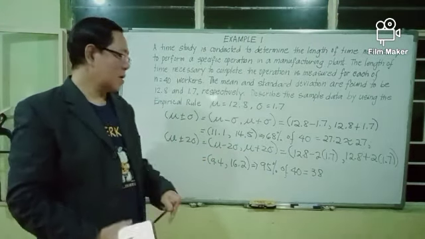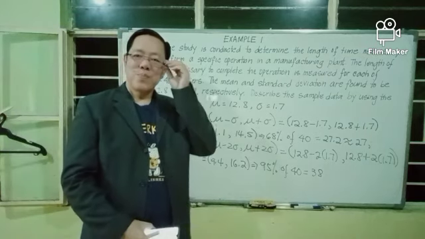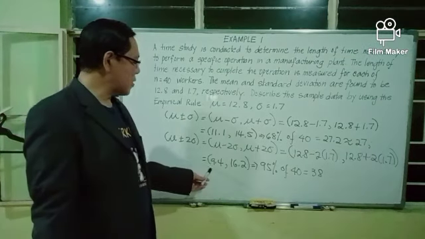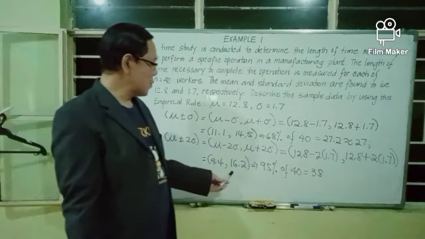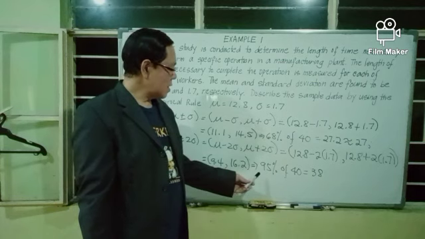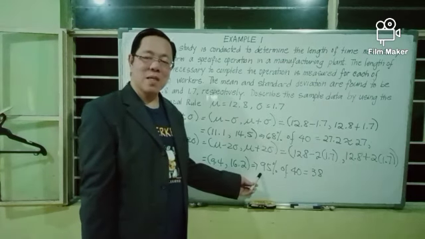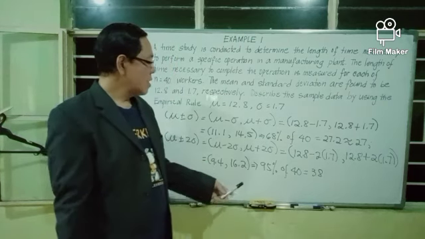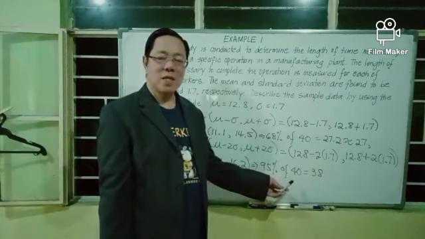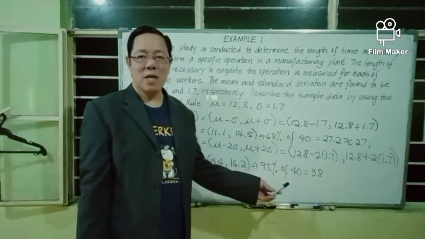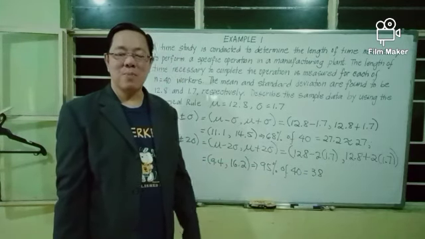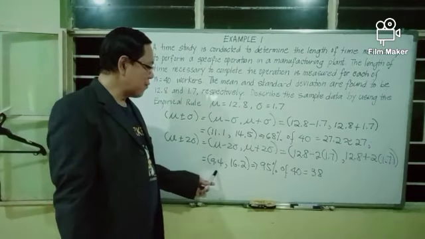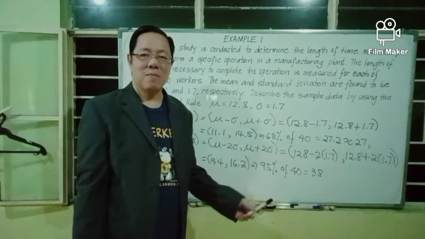The empirical rule says that 95% of the observations or measurements lie in the interval 9.4 to 16.2. That is 95% of 40, because we have 40 workers for each trial, and 95% of 40 is 38. That is, 38 workers have completion times in performing that specific operation that lie between 9.4 and 16.2 units of time.